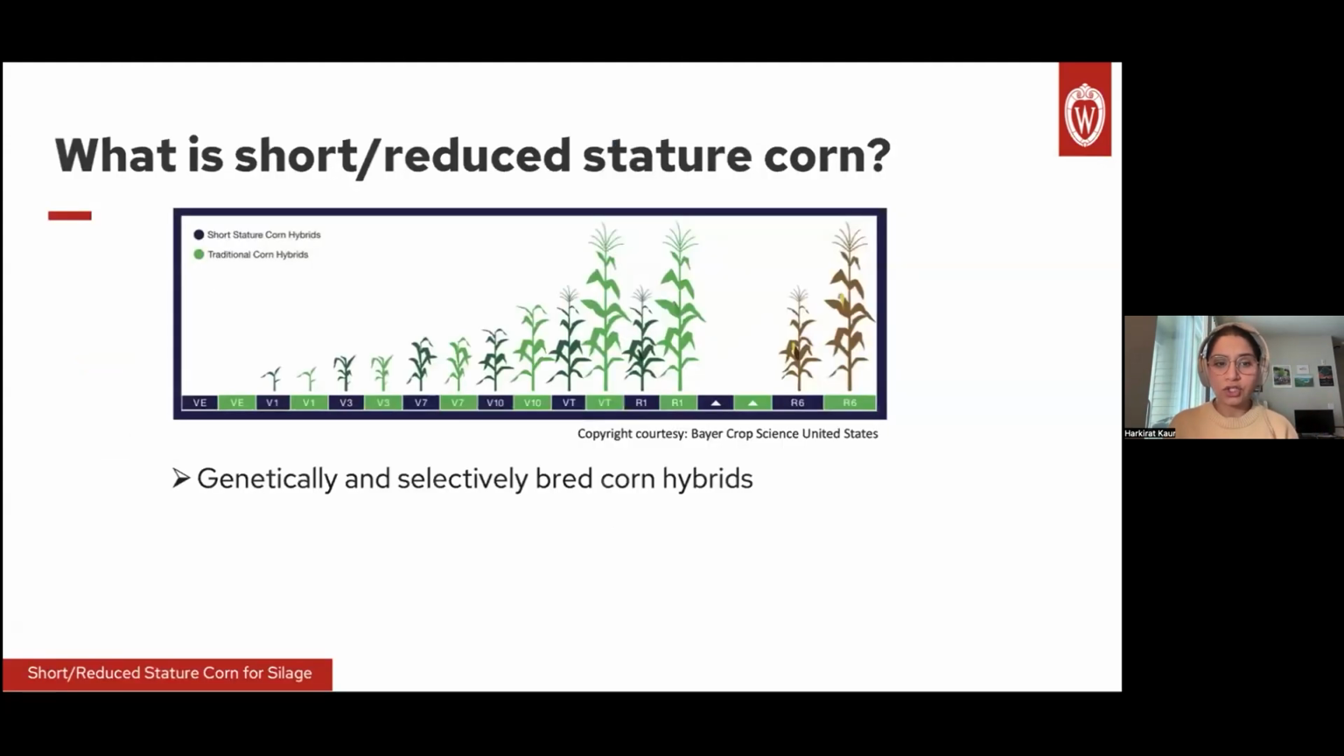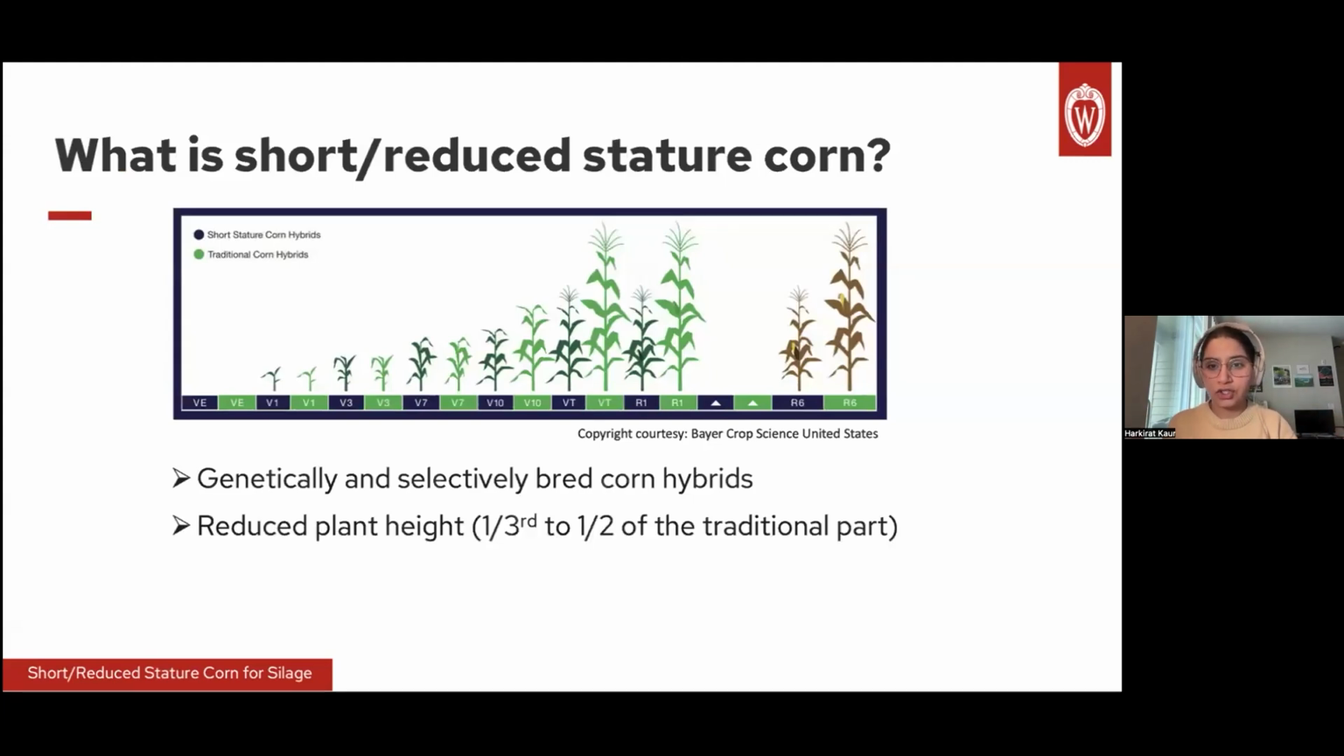When we look at short corn, it is, as we all know, genetically and selectively bred and is shorter than our traditional corn plants. The shortening happens because of smaller internodes, so we have a smaller distance between two leaves as opposed to traditional corn. Another thing we see in shorter corn plants is that the ear height is closer to the ground.